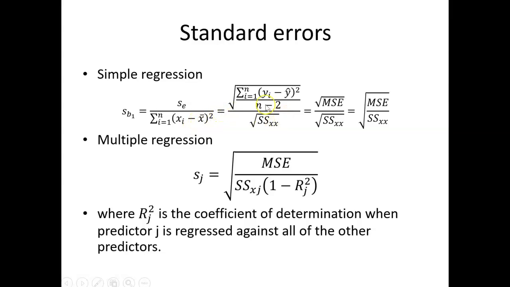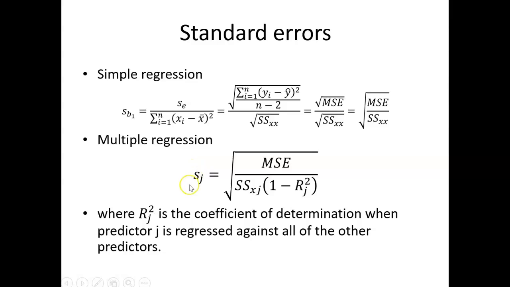And so if you take the square root of both of those, then we get the square root of the mean squared error in the numerator. That is the square root of the mean squared error divided by the sum of squared deviations from the mean for the x variable. In a multiple regression, the formula is similar.